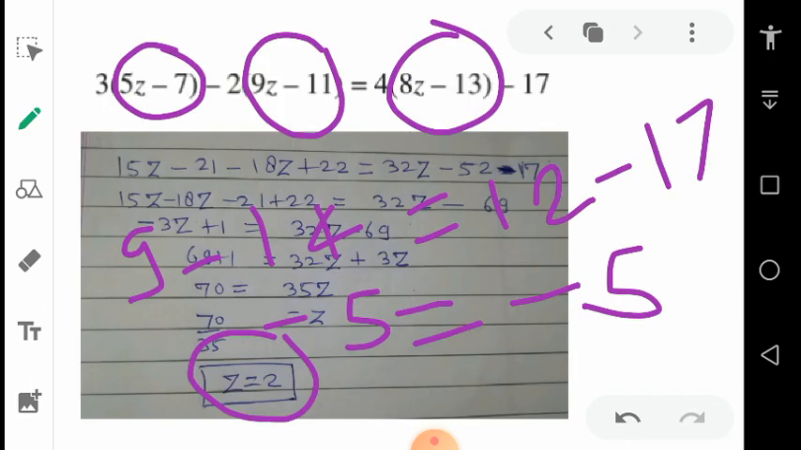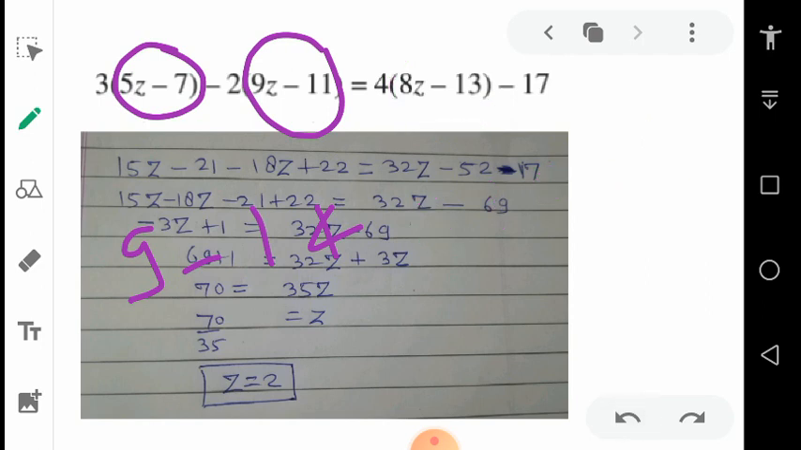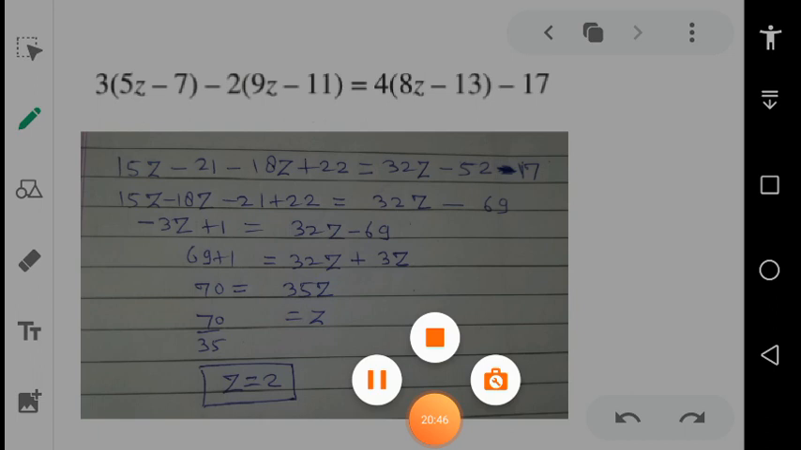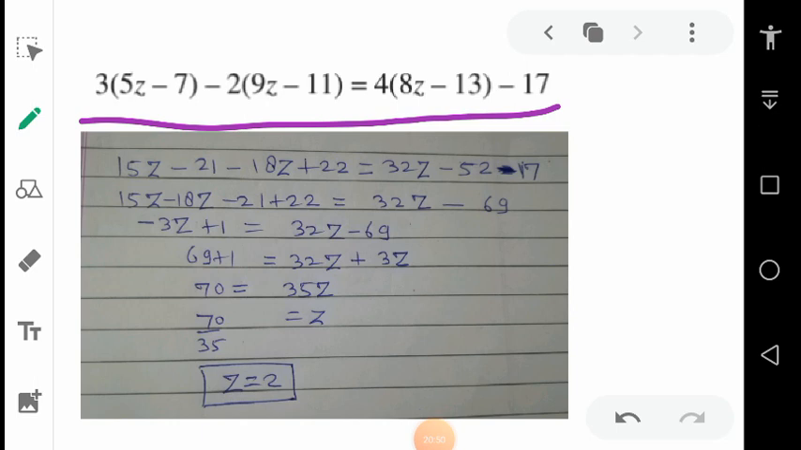Now here again, this is not a case of LCM or something else. It's a very simple question. Just simplify it, open the brackets. Use the concept of multiplication and addition, whatever, and solve the problem. There will be no problem because this is in a linear form. Denominator is not there, so just simplify it.